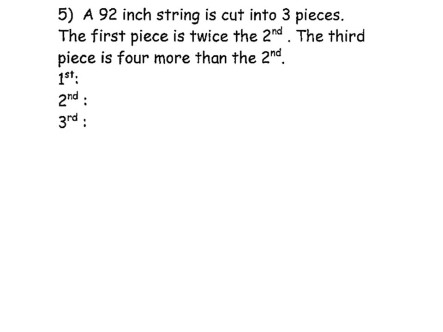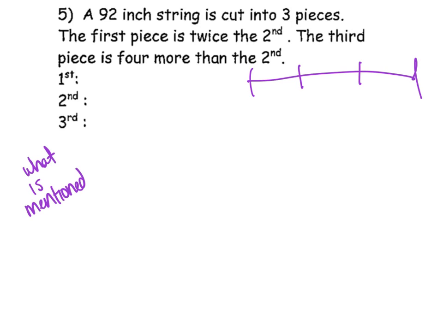Okay, a 92-inch string is cut into 3 pieces. Here's what that looks like. Only 2 cuts will make 3 pieces. Now I have to figure out how to identify what number is going to be X. What do we talk about the most? What is mentioned the most? And that means that if it's mentioned the most, then we're comparing all the other pieces to it. So since we're comparing all the other pieces to the one mentioned most, that's X.